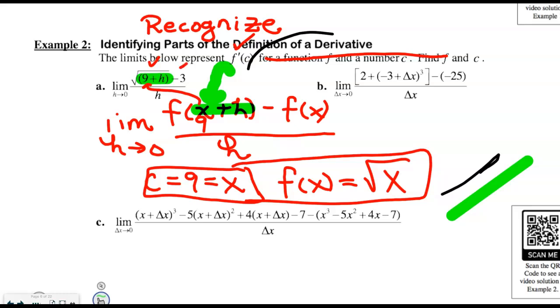Who knows where this 3 is coming from? Go ahead and take a peek. Where's that 3 coming from? Go ahead, tell me, guys. F of x. And f of x is a square root function, and they're doing it at 9. See what I mean? So you just have to pick it apart.